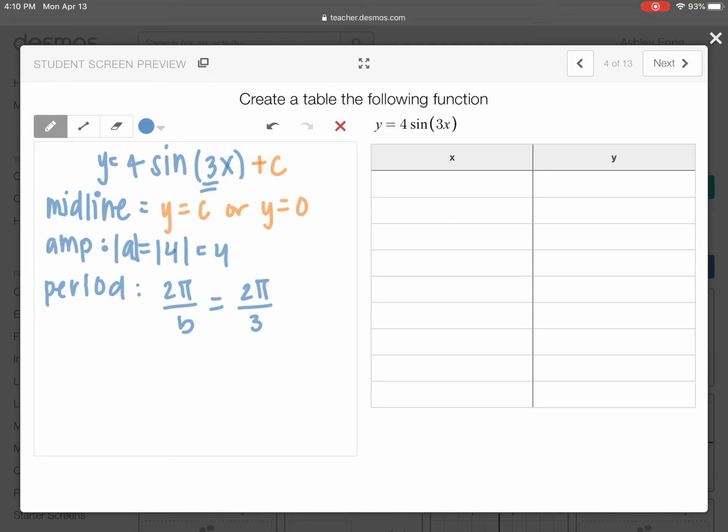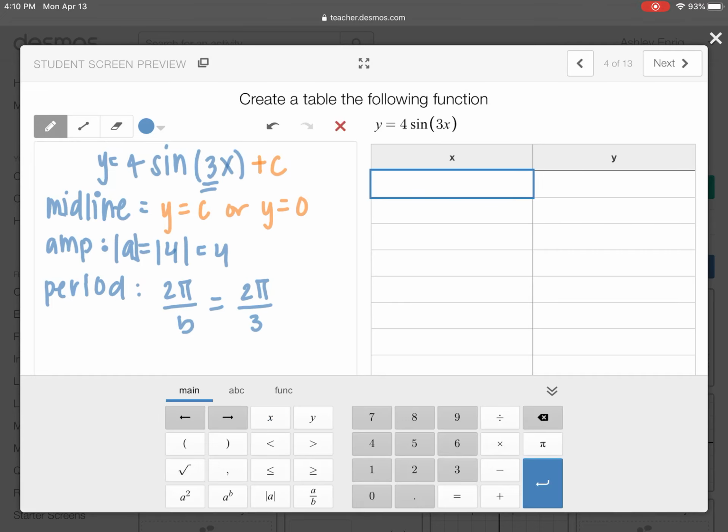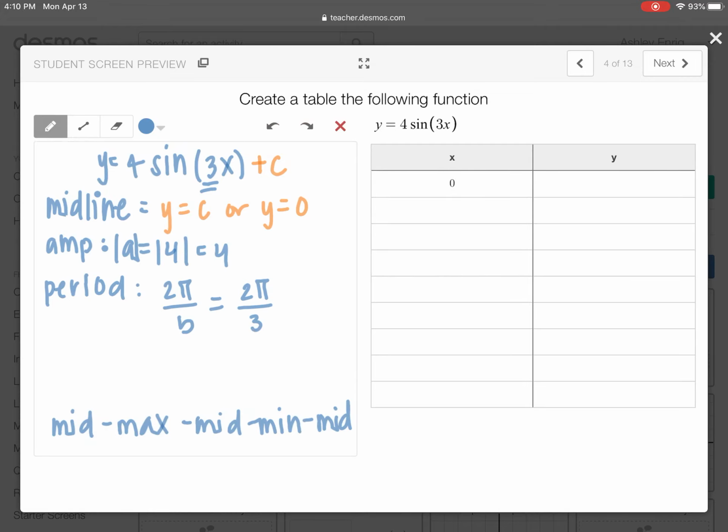All right, how this is going to work with your table is a little different. So you'll need to determine what your midline is. If your midline is 0, you know that your 5-point pattern for any sine function is going to be your midline, your max, midline, your minimum, back to your midline. All right, so that means that our x values here, we're going to start at 0. We always start at 0. And then we're going to use the period to determine the next 4 points after this.